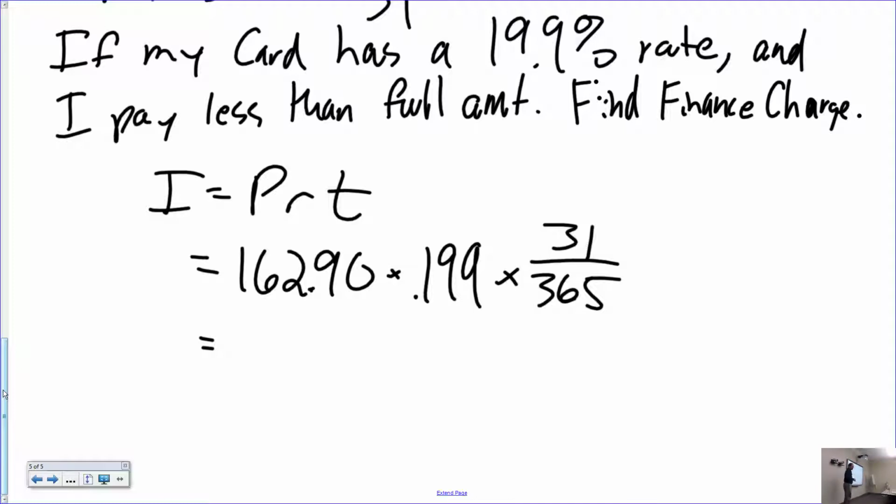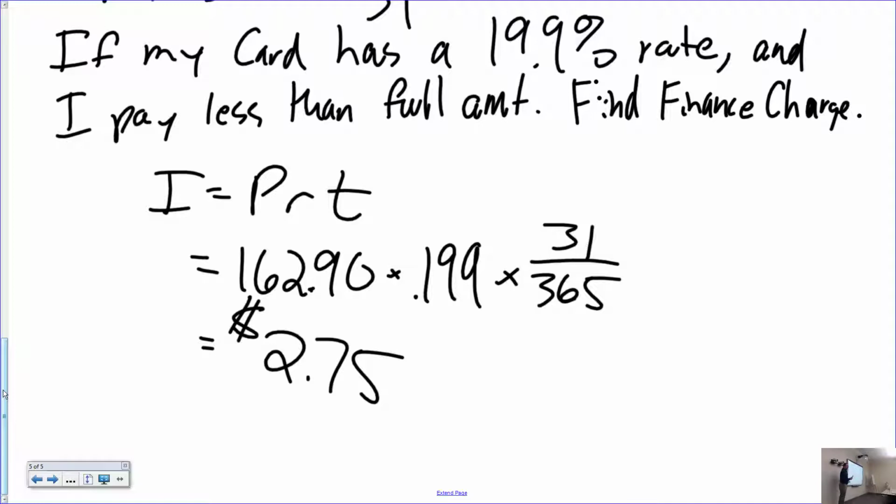$3 or $4? Not even $2. Well, I came up with 2.75, so make sure you do 0.199. That's where I did it wrong, I went 19.9. So note, folks, the interest on this credit card is not as scary as everybody seems to think it is. It's not even $3.